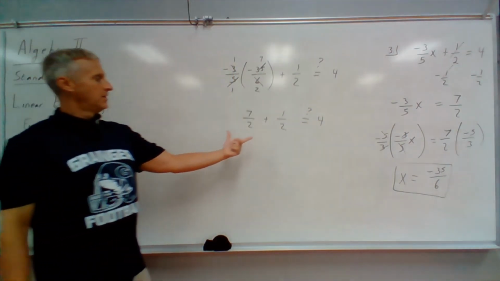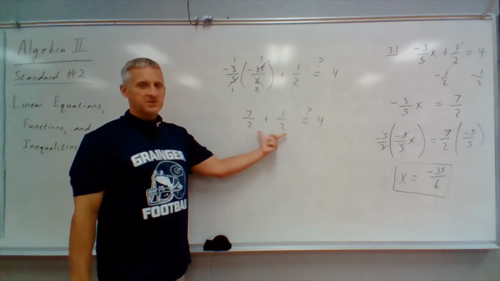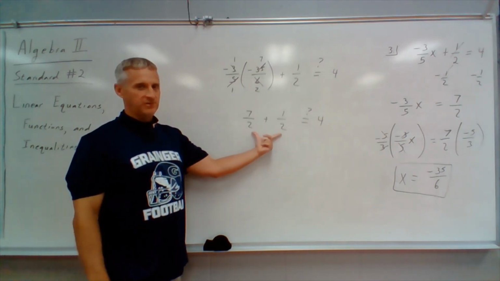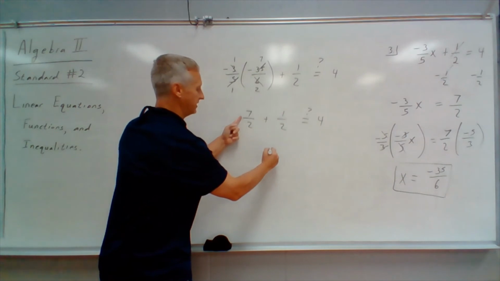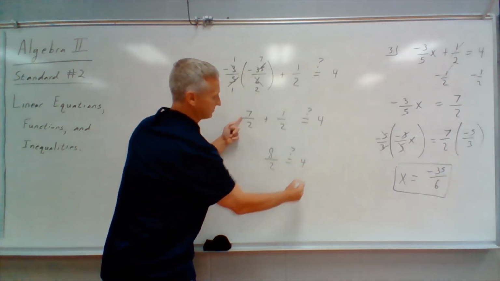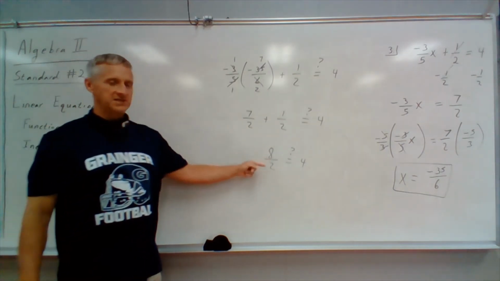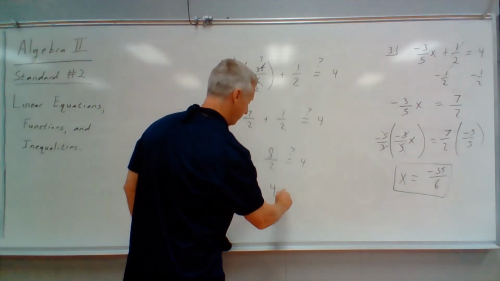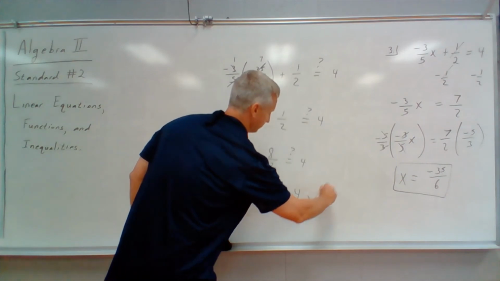To add or subtract fractions, I need a common denominator. I've got one. 7 plus 1 is 8 over 2. And we want to know if that's really equal to 4. 8 divided by 2 is 4. So it really does, and we know we got the right answer.